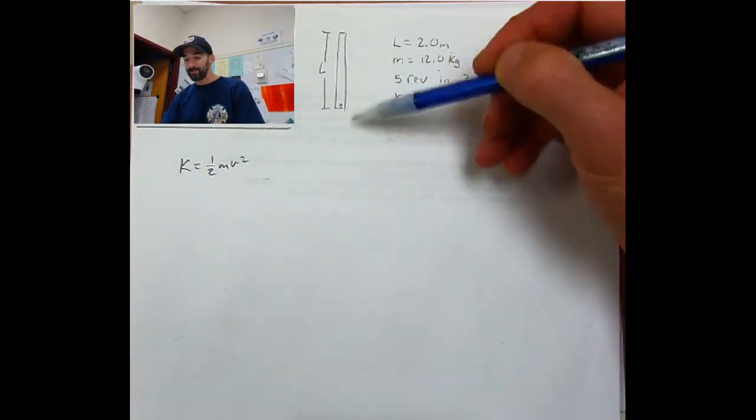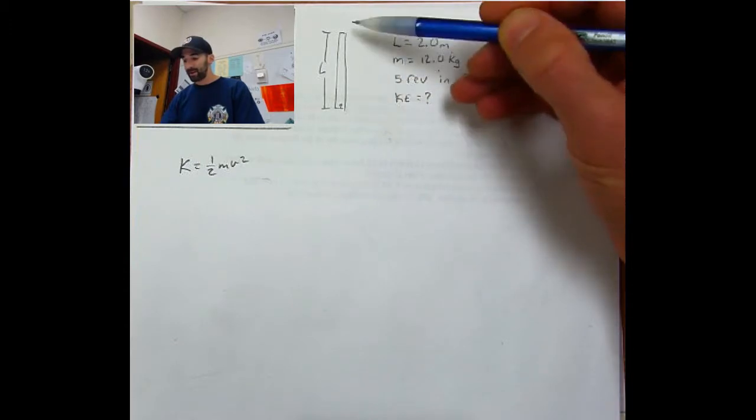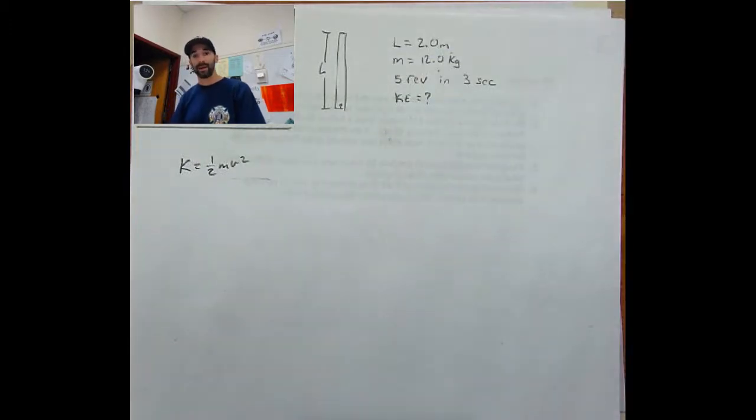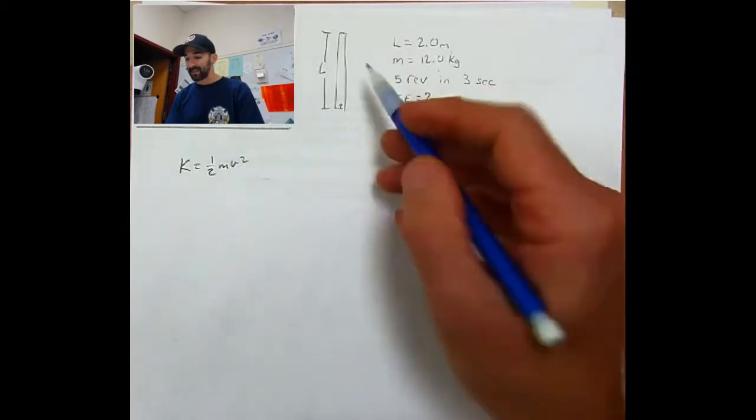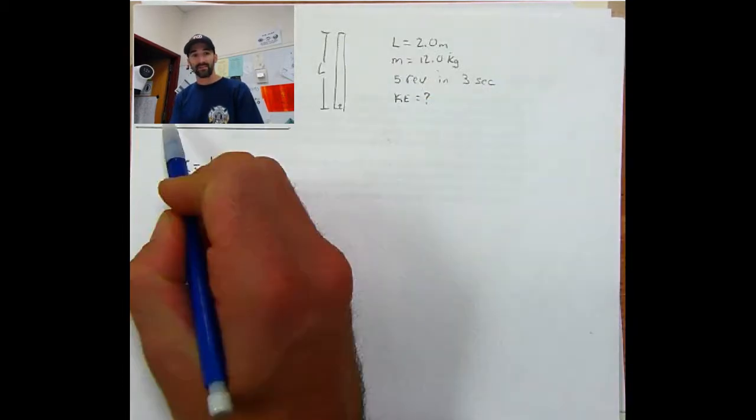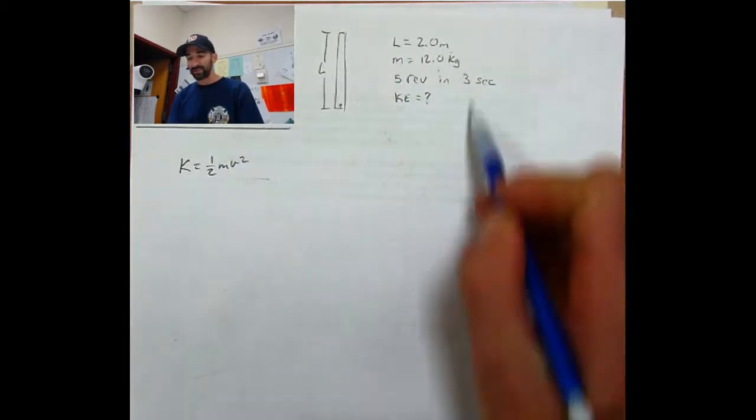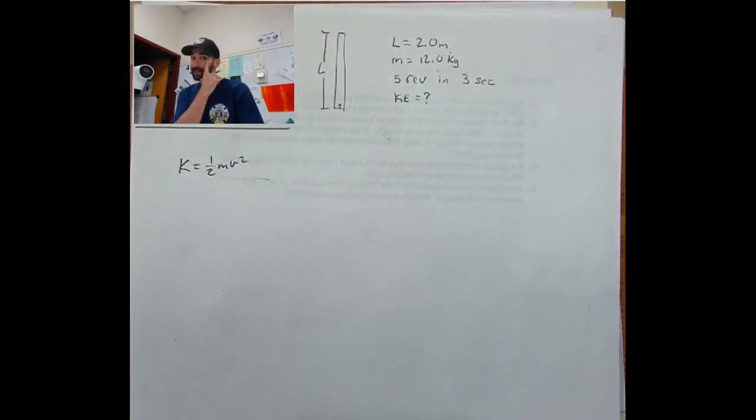Now, this bar is not a particle. This bar is many, many, many particles, and specifically, since it's not moving in a linear fashion, it's moving in a circular fashion, each part of the bar is moving with a different velocity. So what do I mean by that?